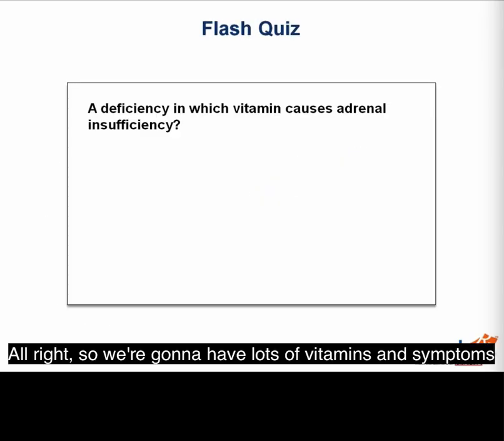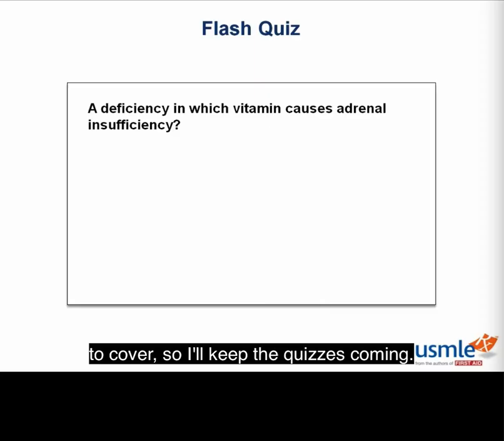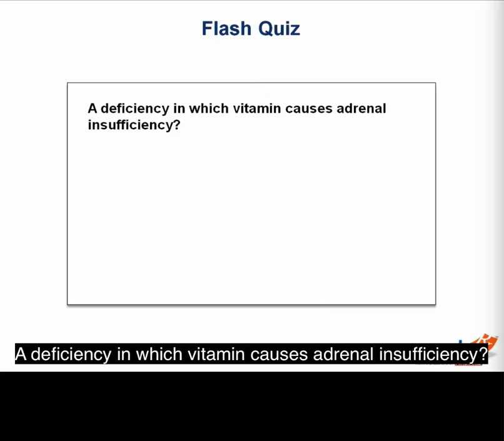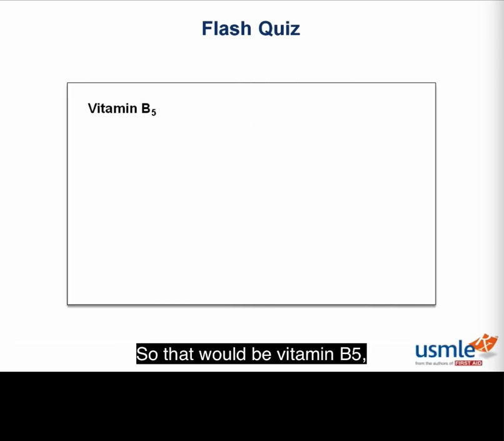Alright, so we're going to have lots of vitamins and symptoms to cover, so I'll keep the quizzes coming. A deficiency in which vitamin causes adrenal insufficiency? So that would be vitamin B5, which you need to make coenzyme A.